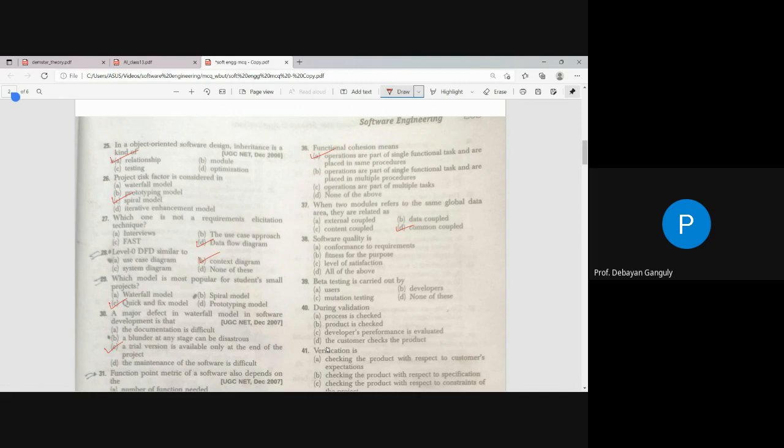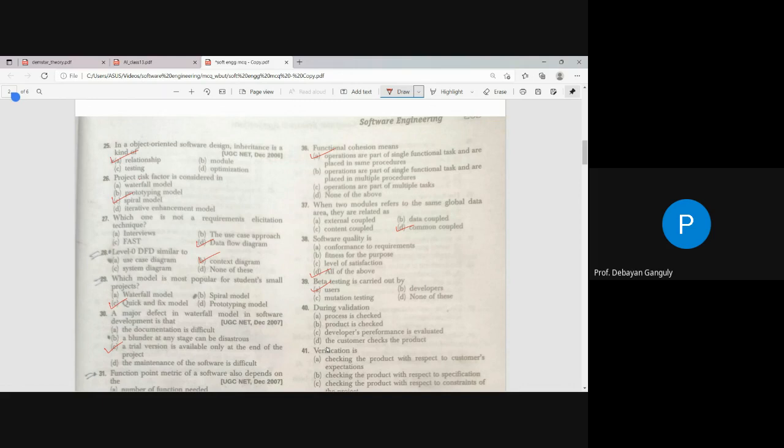Software quality, McCall's quality factor. You heard the name, that is requirement conformance, fitness, level of satisfaction. So all those. Beta testing, I already mentioned, that will be carried out. I think that particular testing would be carried out by the users. That means the users use the software.